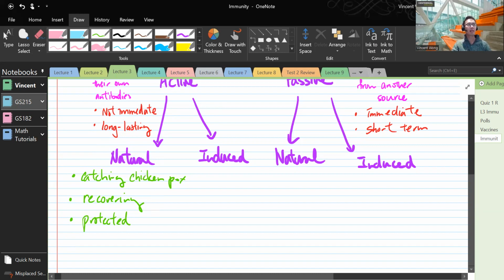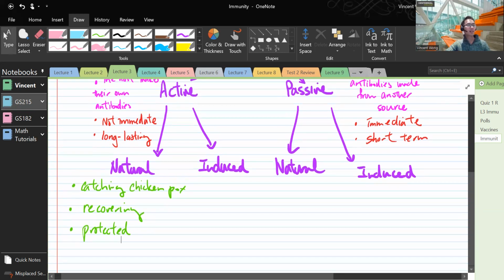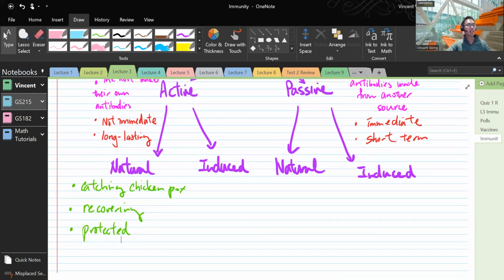Okay, so some of you who might be a little bit younger, you might not have caught chickenpox. But how do you get protection from chickenpox? Did any of you get chickenpox, that you know that you caught and recovered from through natural means? Anybody remember? Yeah, okay, some of you, good. So maybe you guys are not as young as I thought. Or maybe you're young and then you still caught it. You might have caught it for various reasons.